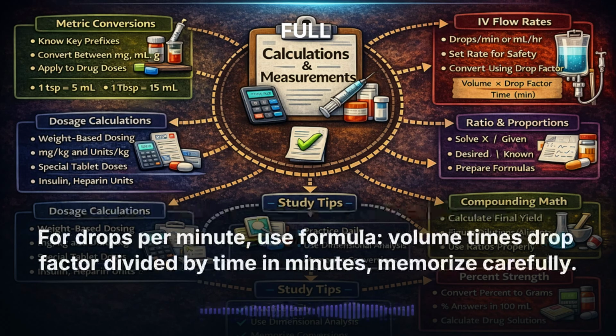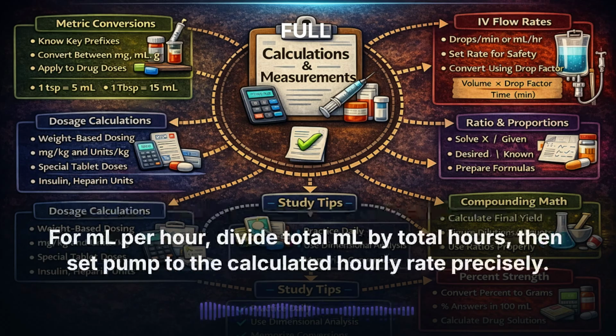For drops per minute, use this formula: volume times drop factor divided by time in minutes. Memorize it carefully. For milliliter per hour, divide total ml by total hours, then set the pump to the calculated hourly rate precisely.